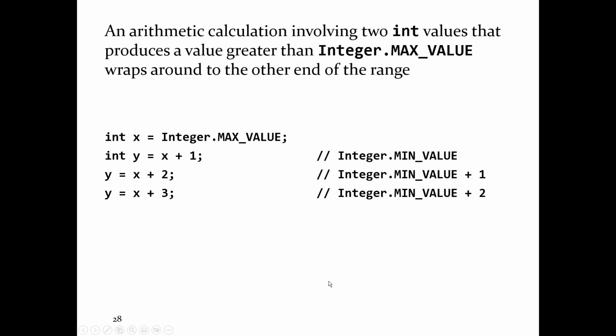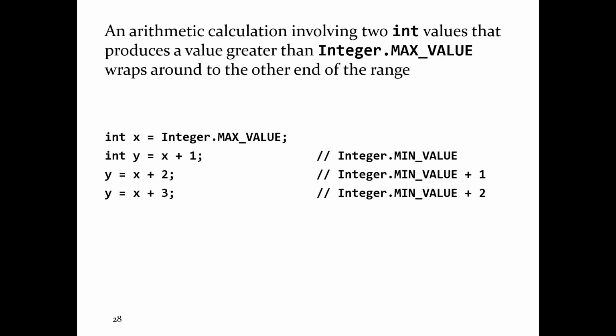Okay, so if arithmetic with two int values always produces an int value, what happens if you perform a calculation and you go past the range that an int can represent? If I start at max value, what happens if I add 1? Well, I can't represent the mathematical value x plus 1, because that doesn't fit inside the range of int. That's the largest int that you can store, so I can't actually store that value.